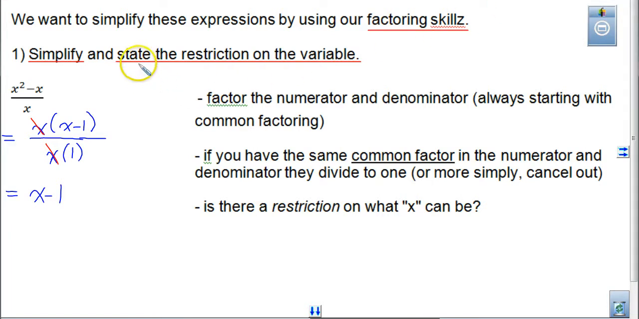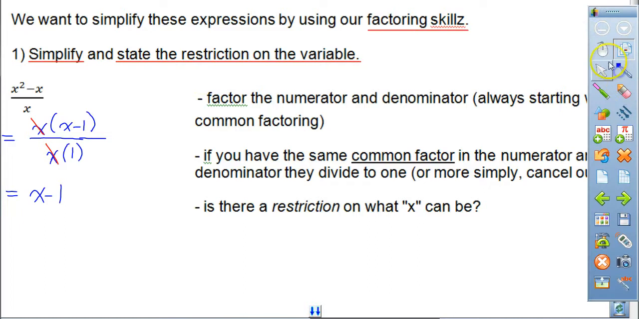So what do I mean now about stating the restriction on the variable? Is there a restriction on what x can be? A variable means that it can take on any number we want. So I can put in that x equals 10, and I can evaluate what this expression is, and it will actually be the same as this right now. You can test that out if you don't believe me. But there are certain cases where x cannot be a certain number, and here's how we can tell.